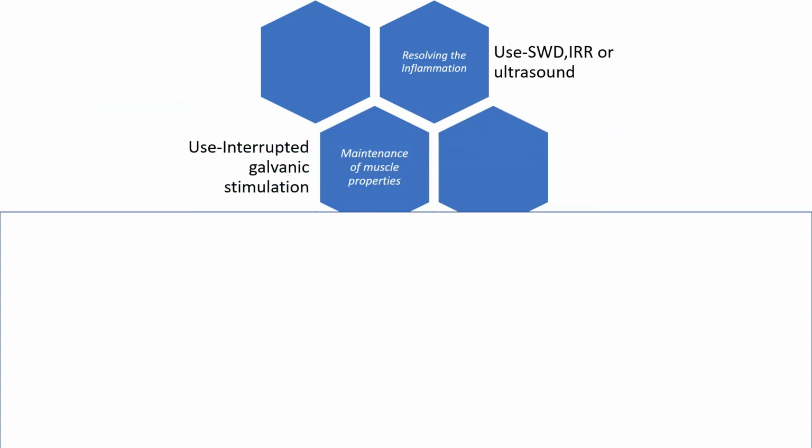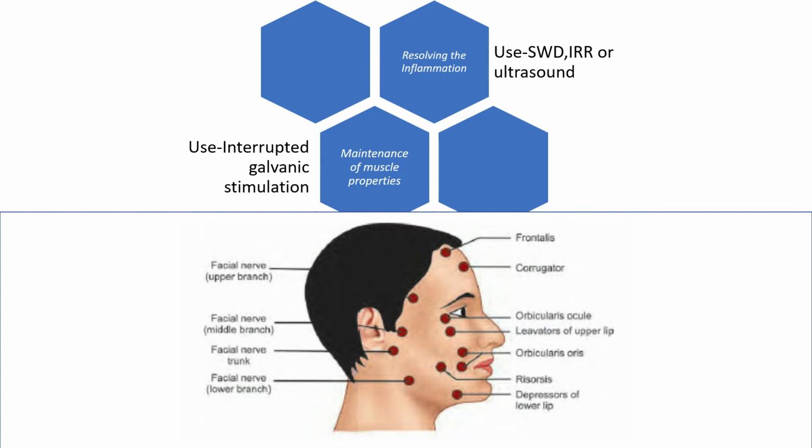Next step in the physiotherapy management is maintenance of muscle properties. This can be achieved by using interrupted galvanic stimulation on the motor point of the paralyzed muscle. It has shown to improve motor recovery in patients with acute and chronic Bell's palsy.